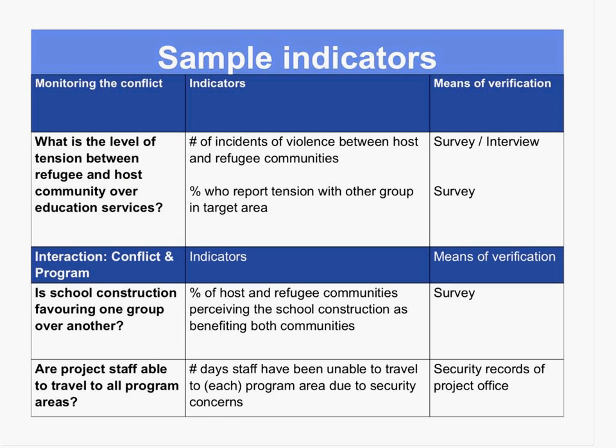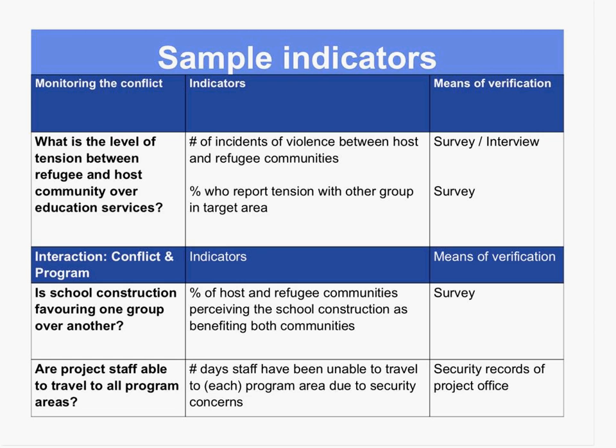Here, I gave us the example of some quantitative questions, and I gave a couple examples of how to supplement these quantitative indicators with qualitative questions. For example, in the first one, what is the level of tension between refugee and host community over education services? You could simplify and ask a version of that very question. You could ask how the delivery of the temporary learning space has affected relationships between the refugee and host community. That would be a qualitative, open-ended question.